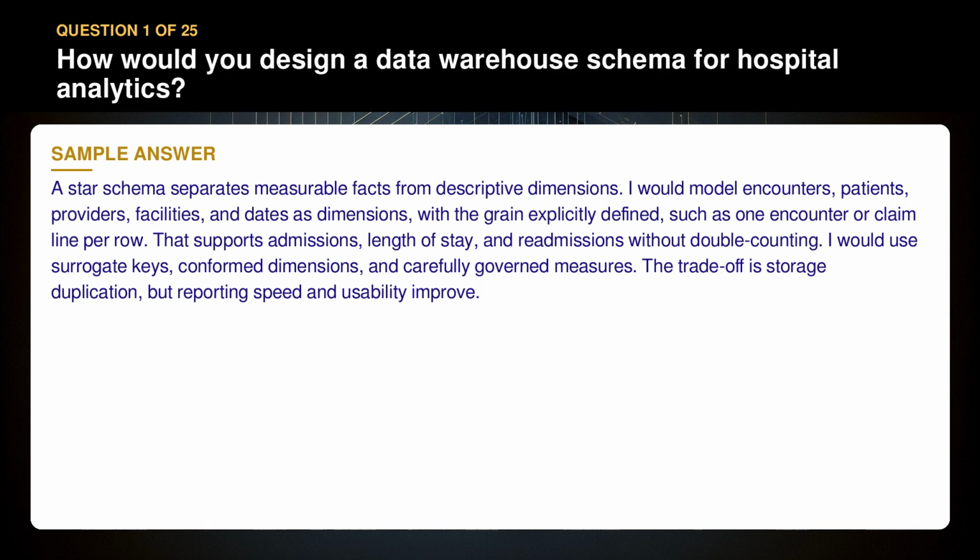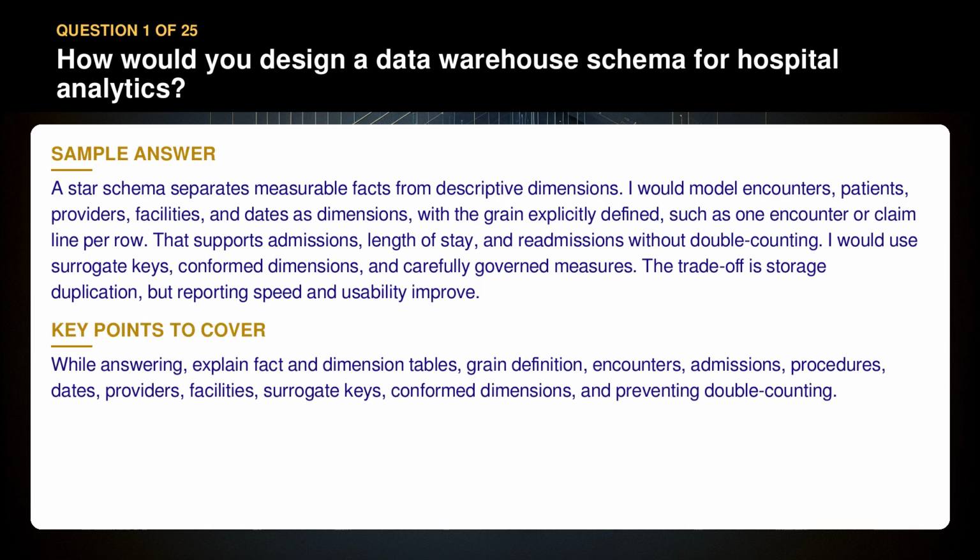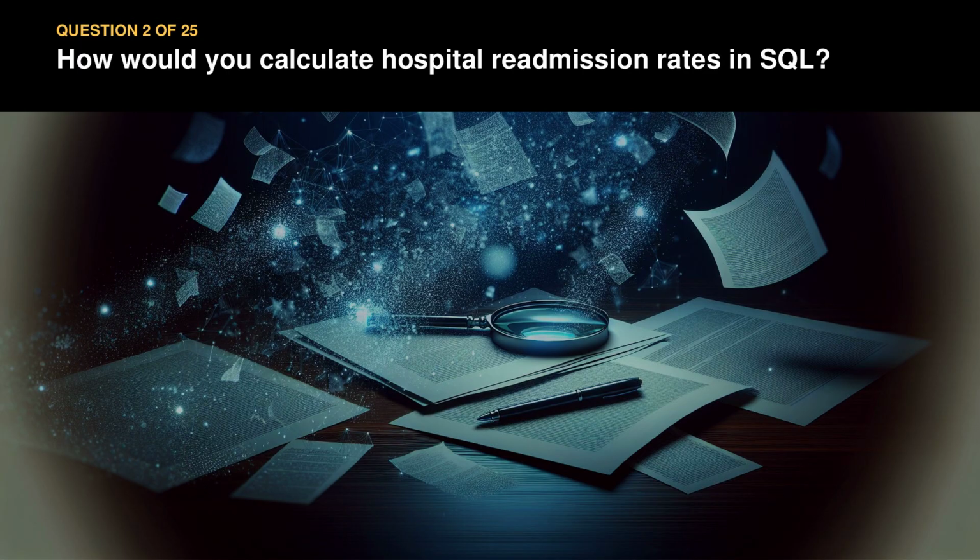I would use surrogate keys, conformed dimensions, and carefully governed measures. The trade-off is storage duplication, but reporting speed and usability improve. While answering, explain fact and dimension tables, grain definition, encounters, admissions, procedures, dates, providers, facilities, surrogate keys, conformed dimensions, and preventing double counting.